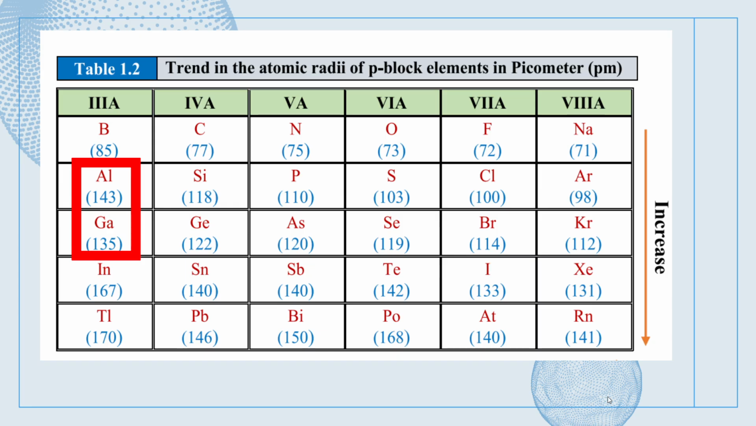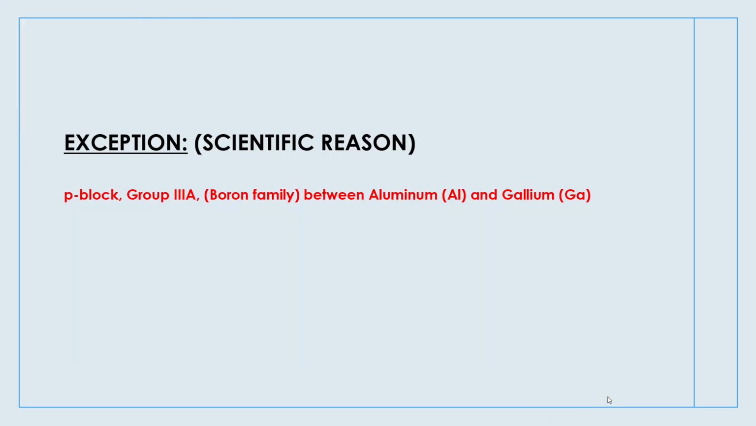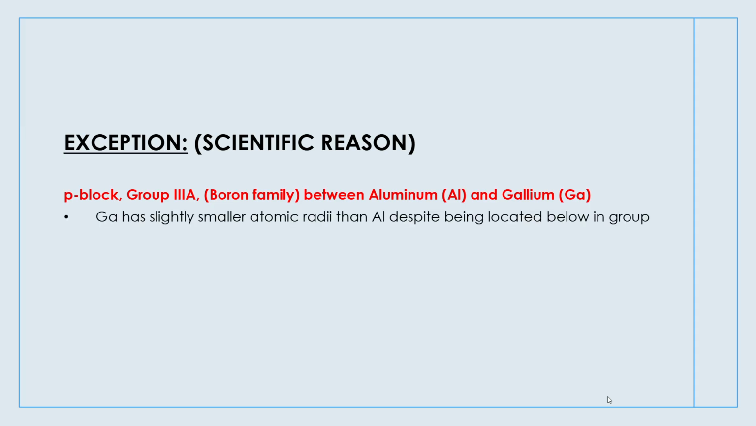If there is an exception, it means there will be a reason that is causing this irregularity. So now let's study the reason. These exceptions you get with scientific reasons. In the P block, in group 3A for the boron family, there is an exception between aluminium and gallium. Gallium has a slightly smaller atomic radius than aluminium despite being located below in the group. Why is that? Because of the poor shielding effect caused by electrons of the d orbitals.